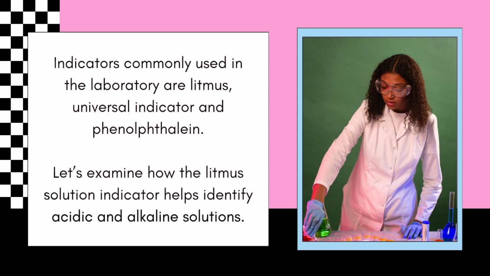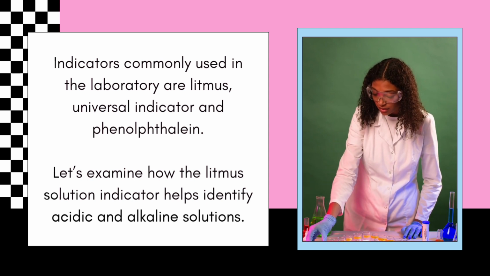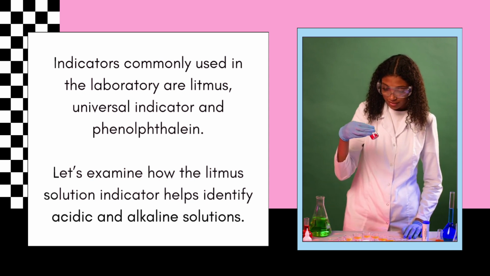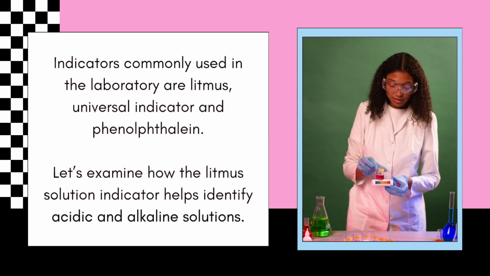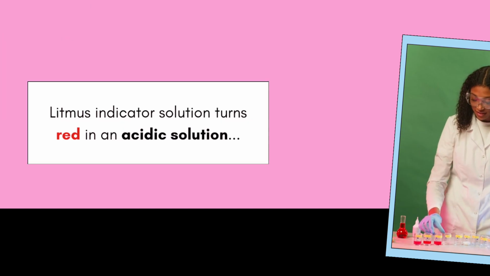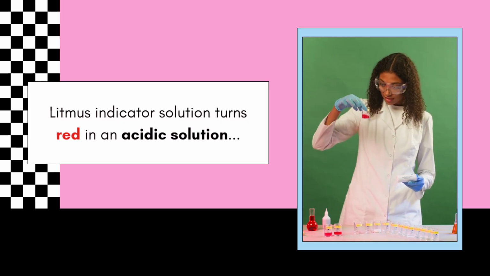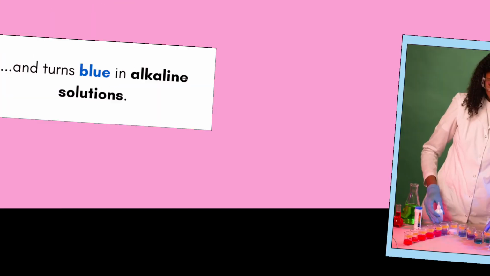Indicators commonly used in the laboratory are litmus, universal indicator and phenolphthalein. Let's examine how litmus indicator solution helps to identify acidic and alkaline solutions. Litmus indicator solution turns red in an acidic solution and turns blue in alkaline solutions.